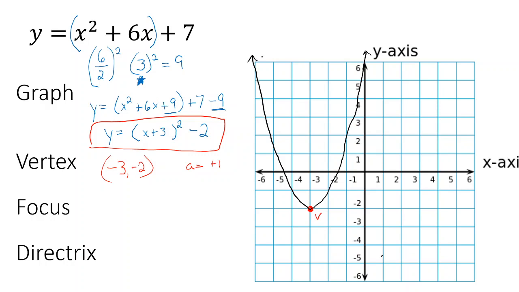Looks just like that. Now we have to find the focus and the directrix. How I do that is I take the absolute value of A equals 1 over 4p. So if A is 1 equals 1 over 4p, cross multiply, 4p equals 1, p equals 1/4. That's kind of a normal p value. So that means I go up 1/4, and that's where my focus is. And I go down 1/4, and that's where my directrix is.